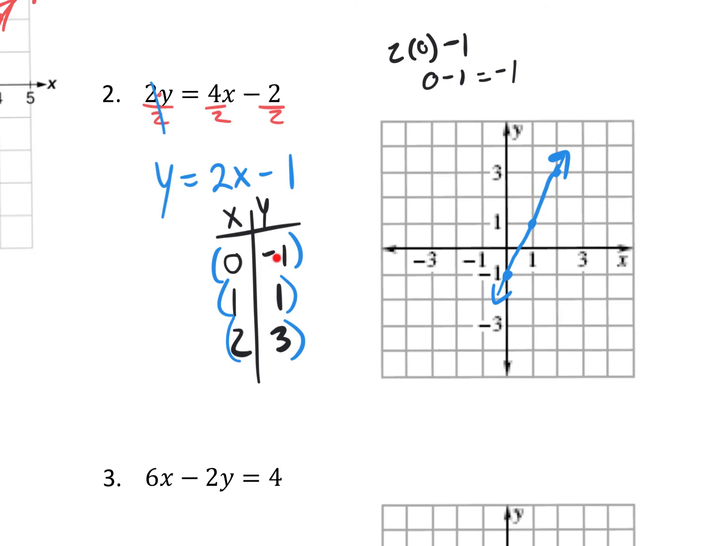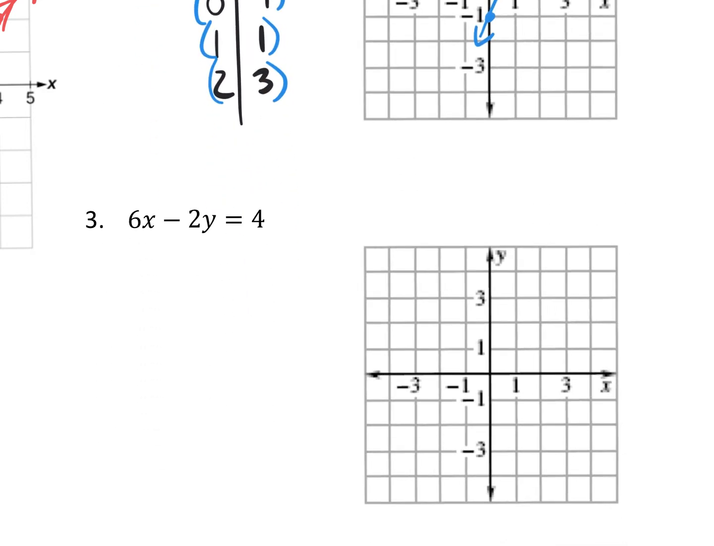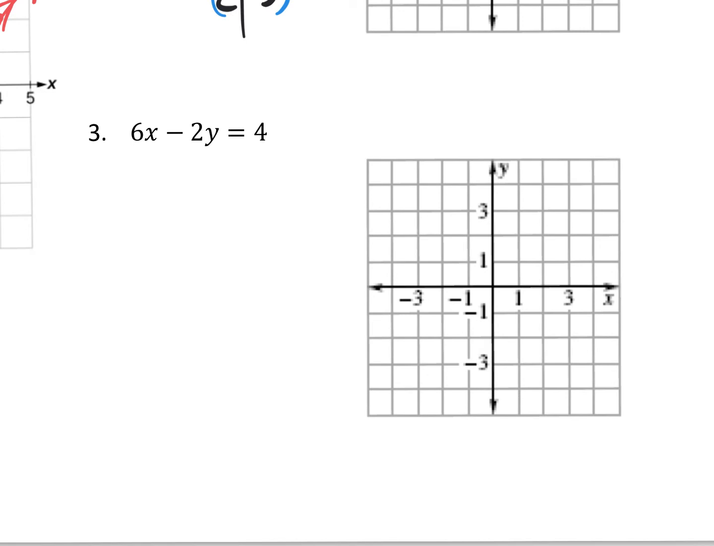So plug in 0, get out negative 1. Plug in 1, get out 1. Plug in a 2, get out 3. So let's look at number 3 down here. It's not in function form. You want to get it in function form by getting y by itself. So you don't want this negative 2 and you don't want this 6x.